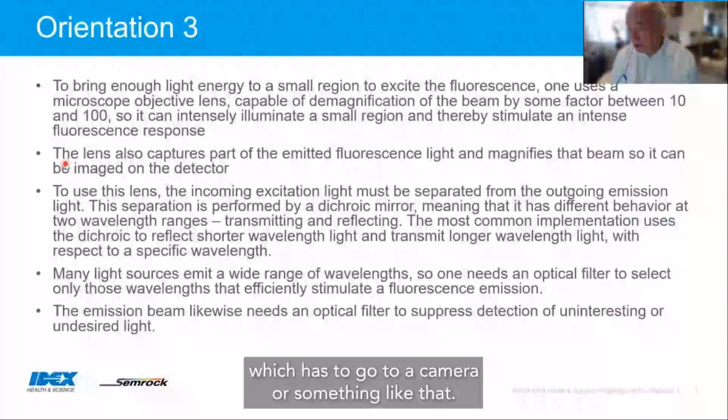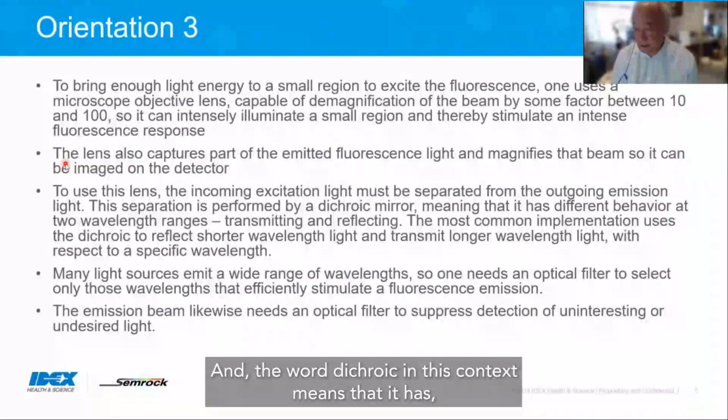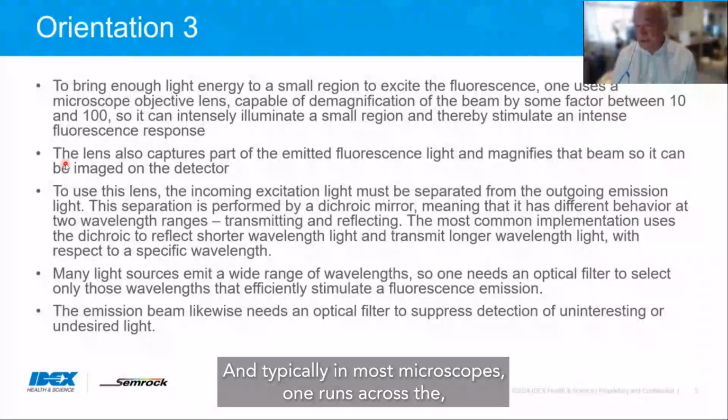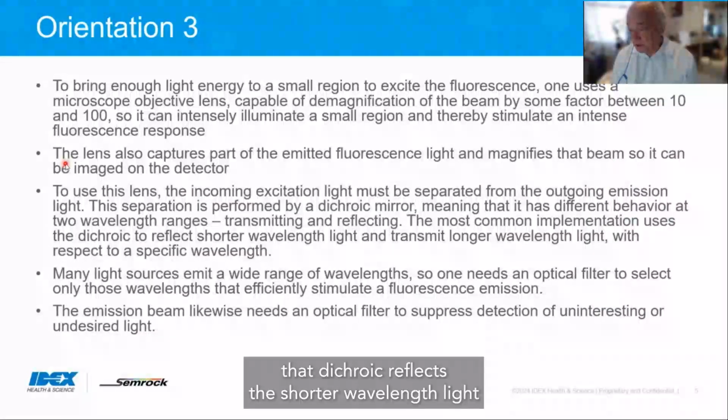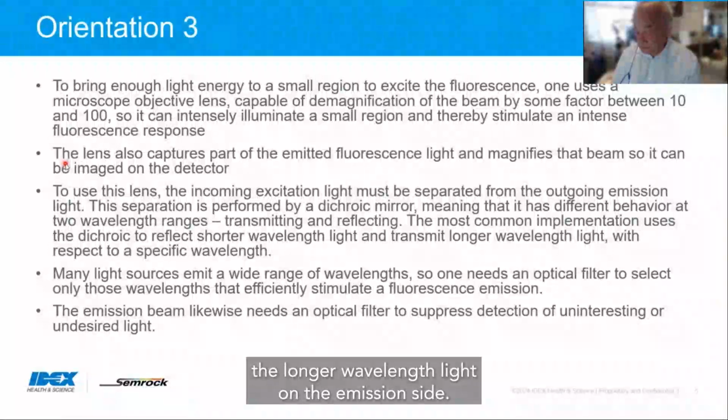That separation is performed by a dichroic mirror, and the word dichroic in this context means that it transmits over one range and reflects over another. Typically, in most microscopes, the dichroic reflects the shorter wavelength light, which is used for the excitation, and then transmits the longer wavelength light at the emission side.